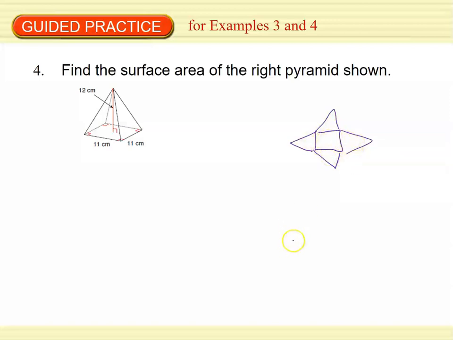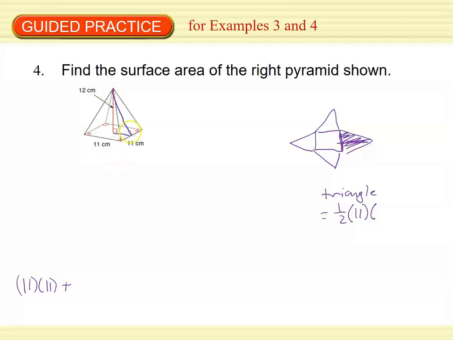So the one square, I'll just write that down here right off the bat. That's going to be 11 times 11. That's how we're going to find the area of the square. Now, if we're looking at a triangle, we need to find the base of the triangle. So it's going to be half of the base of the triangle, which is 11, times, remember the height of this triangle is actually the lateral height of this pyramid. Let's see if I can draw that in there decently enough.